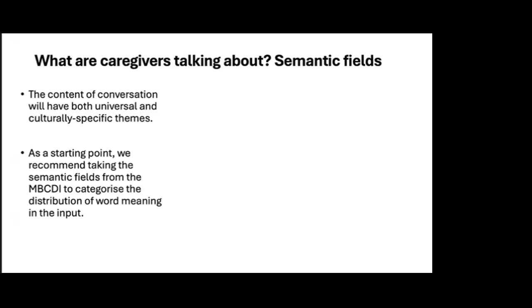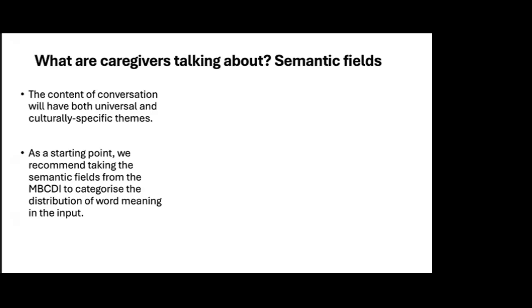The content of conversation is going to have both universal and culturally specific themes. In many respects, the early experiences of children are common because we're all human, and all young children are dependent on their caregivers. So there'll be references to concepts involving things like eating, sleeping, family, and other things which parents and children love to talk about, like toileting, for instance. But there'll also be culturally specific concepts, because cultures and environments vary, as do child rearing practices.